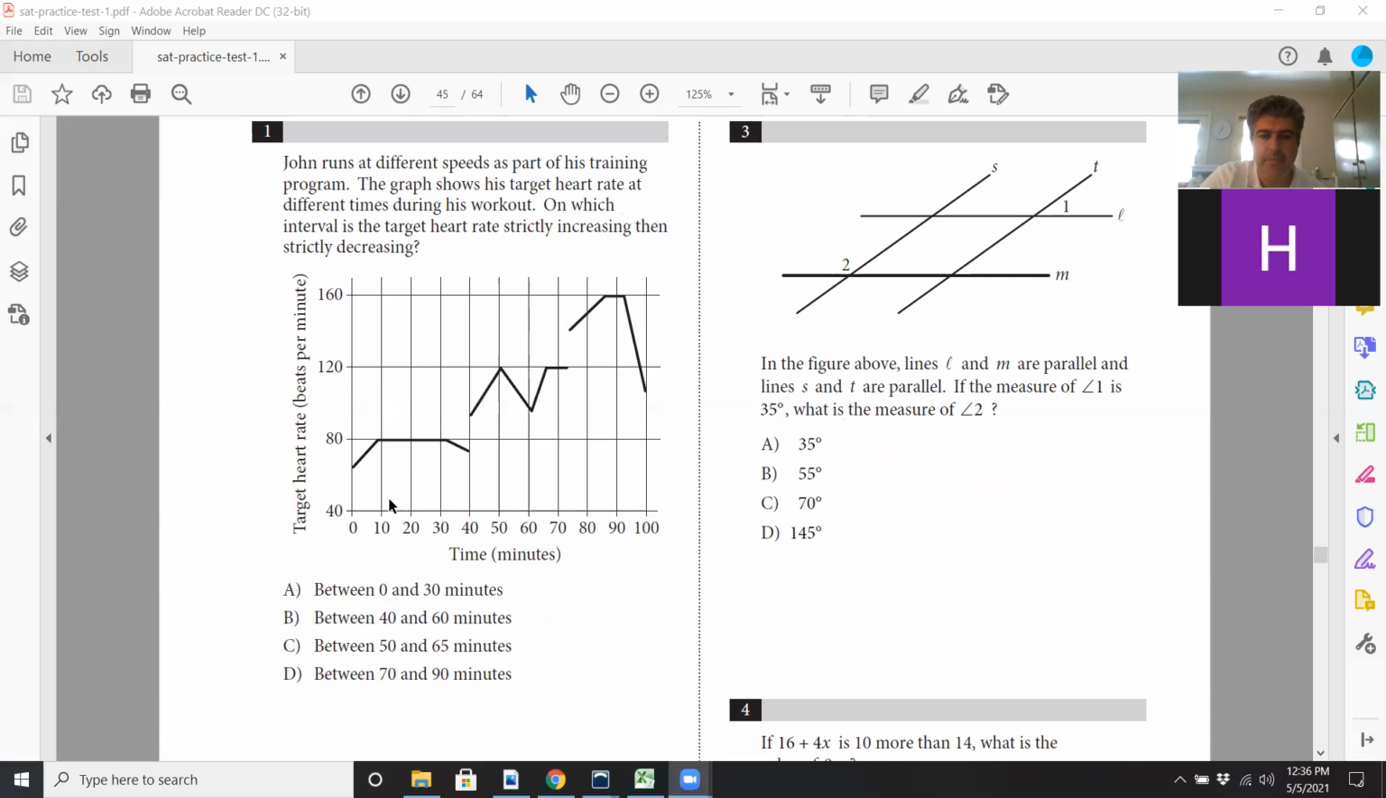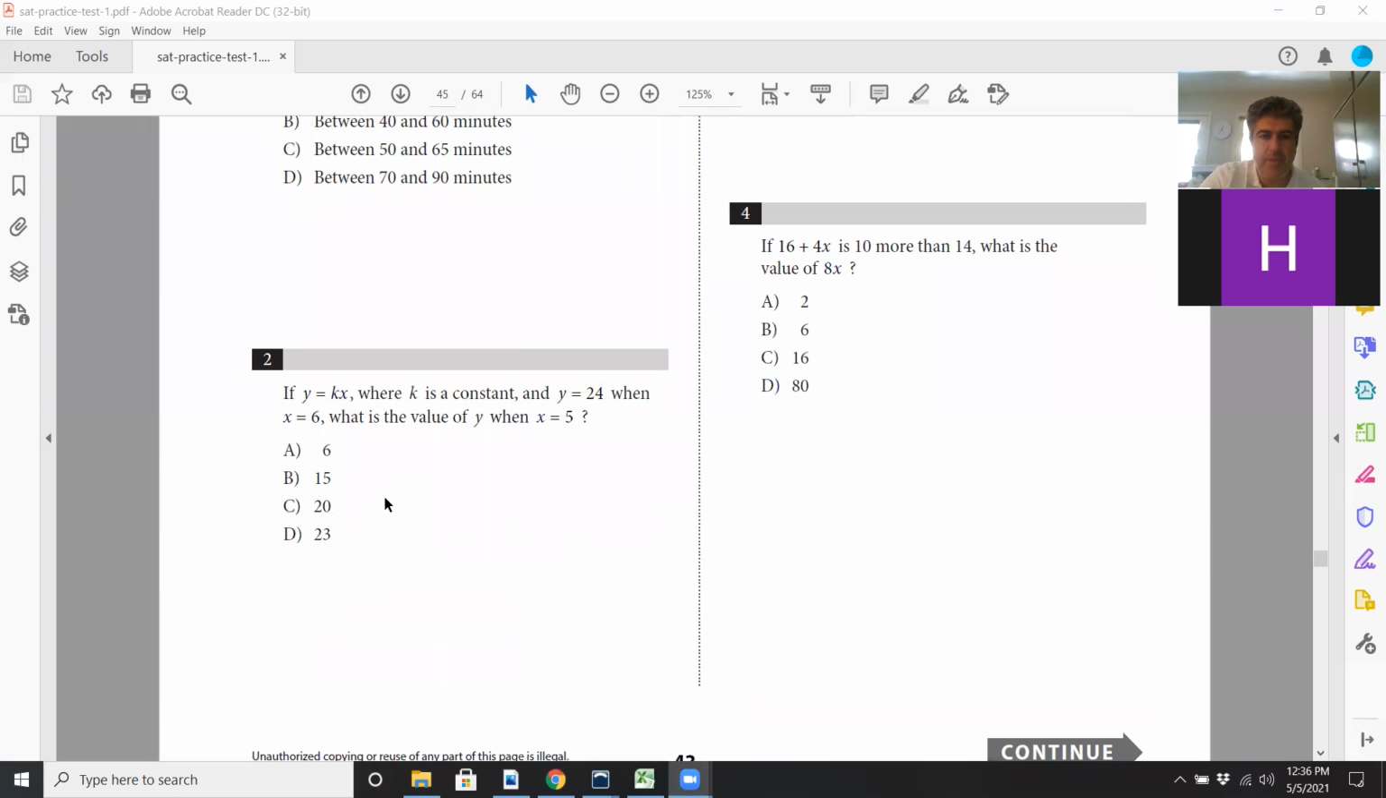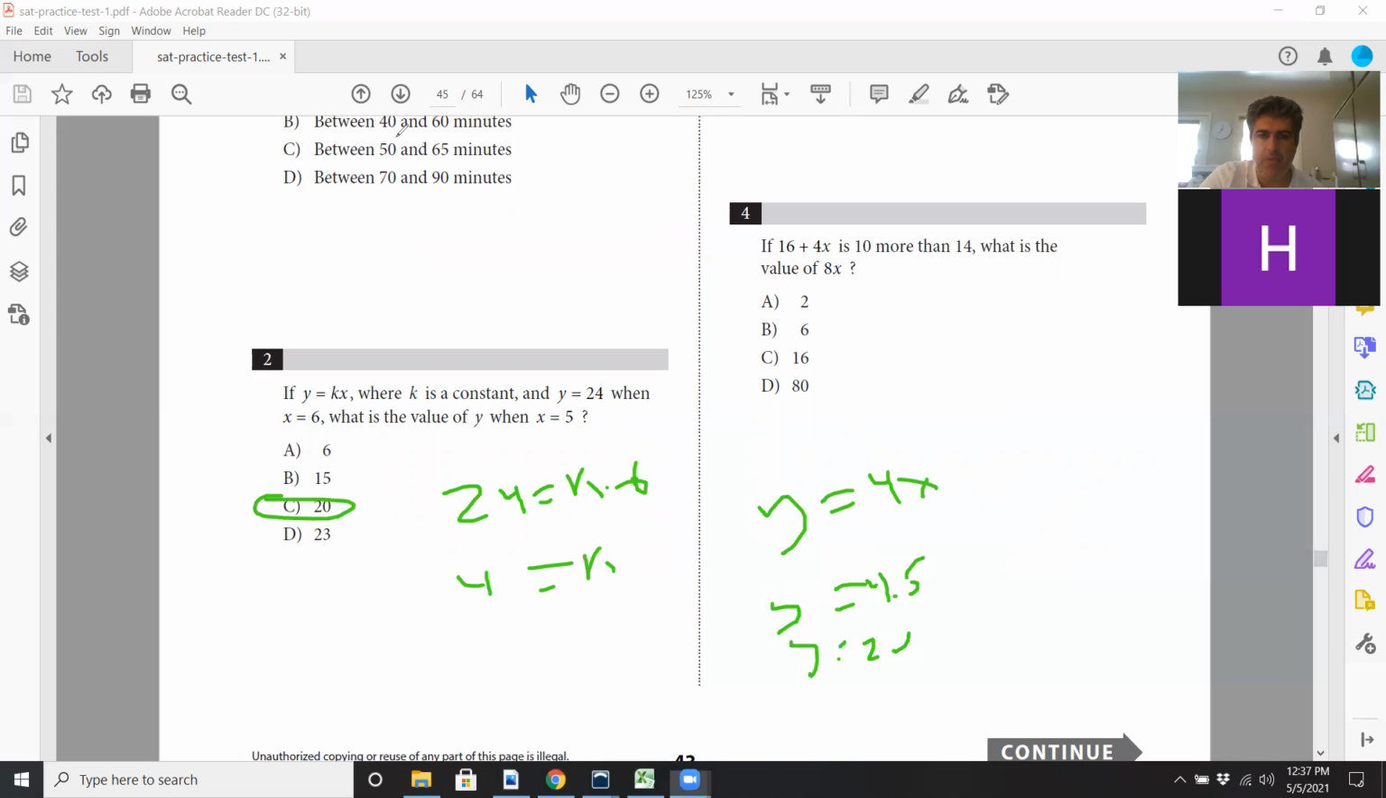Again, those are gimmies. Kind of the same thing here, y equals kx, y equals 24, and x is 6. So great. Plug in 24 for y, 6 for x. K is 4. So now you've got an equation. Plug in 5 for x, y is 20. So again, very straightforward stuff.